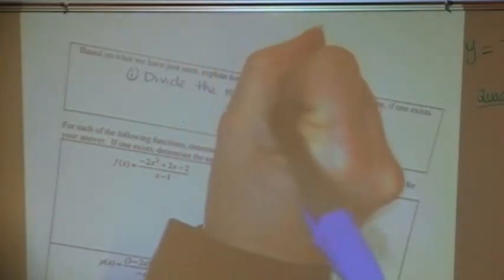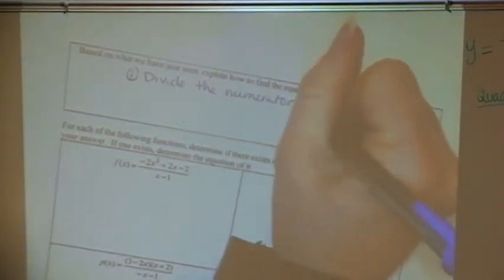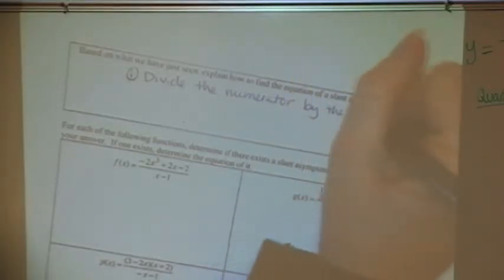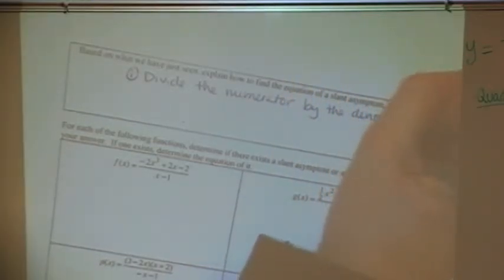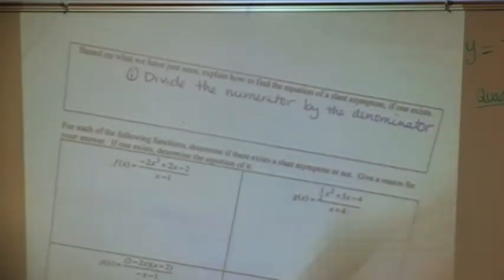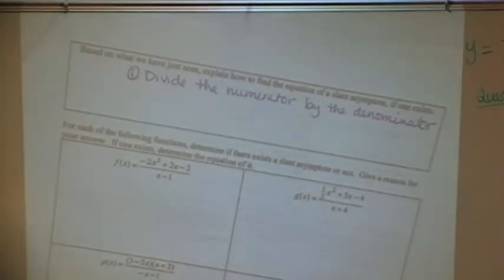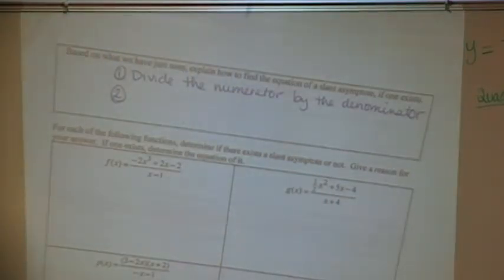Well, hold on, let's write down what we found. Okay, so based on what we just did, how do we find a slant asymptote? Numerator, factor, denominator, and then divide. By the way, you don't have to use synthetic division. You can use long division if you like it better. It doesn't really matter. Synthetic division is just usually easier.